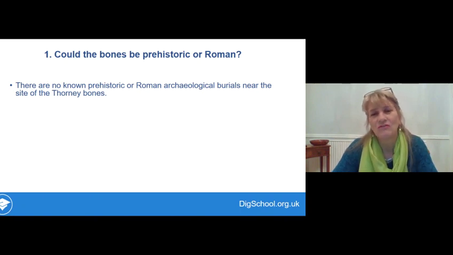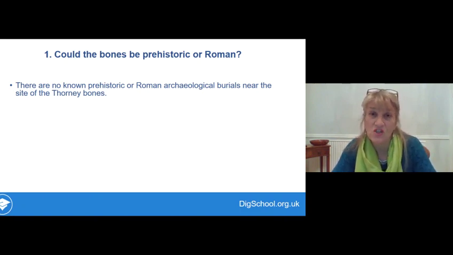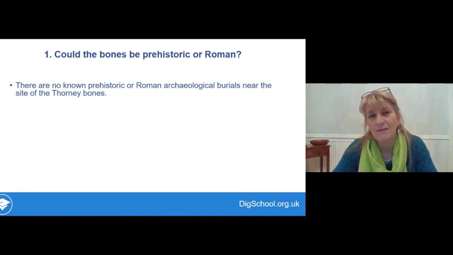So the first question really is, could the bones be prehistoric or Roman? Certainly we often do find, particularly Roman cemeteries, prehistoric burials for some periods, but actually there's no known prehistoric or Roman archaeological burials near the site of the Thorney Bones at all.